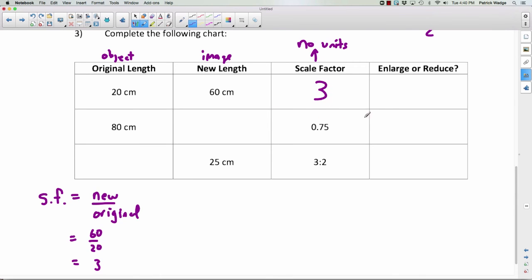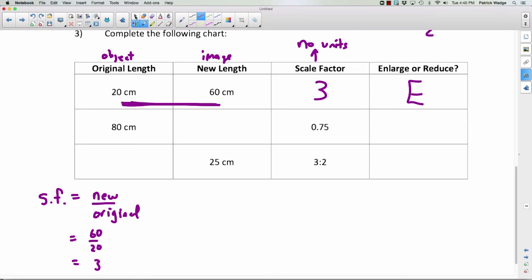So is this enlargement or reduction? Well, you should be able to answer that just by looking at this number 3. If it's bigger than 1, it is an enlargement. You should also be able to answer it just by looking at these two numbers. If it was 20 and it went to 60, that's definitely bigger. 60 is bigger than 20. That's an enlargement.